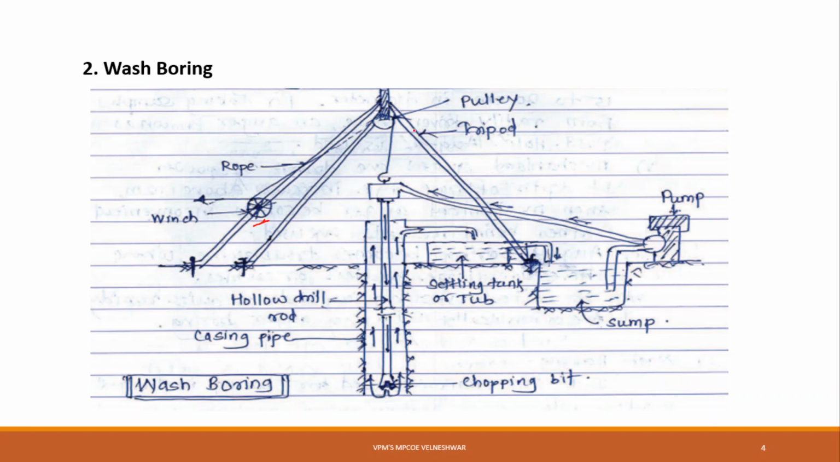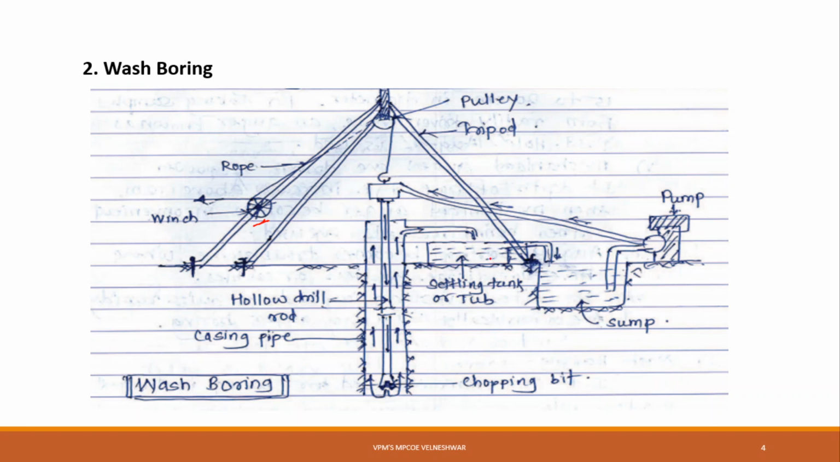This is the ground level. On that ground level the tripod is fixed. Then see here the hollow drill rod. You can see this rod is hollow. It is a rotated drill rod. Then this hatched portion is your casing pipe. We provide the casing pipe to prevent the outer soil from caving inside your hole. For that purpose we provide the casing pipe.